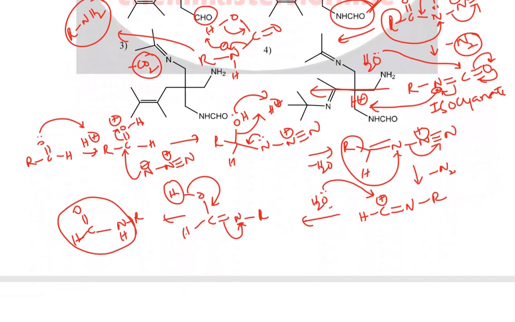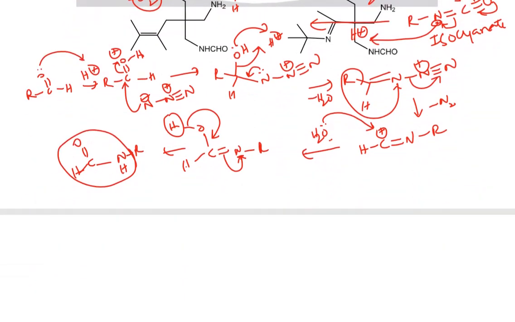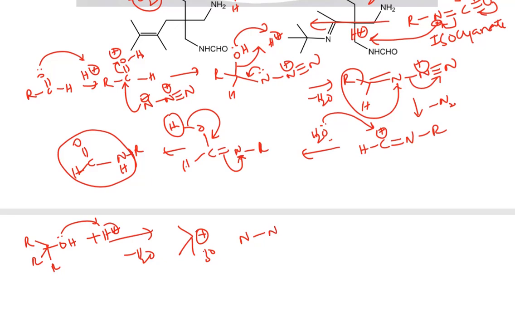Now just look at the third one, that is a tertiary alcohol. The tertiary alcohol reacts with a proton and, by losing a water molecule, forms a tertiary carbocation. Now hydrazoic acid attacks on this carbocation, so here N, just write down the complete structure.